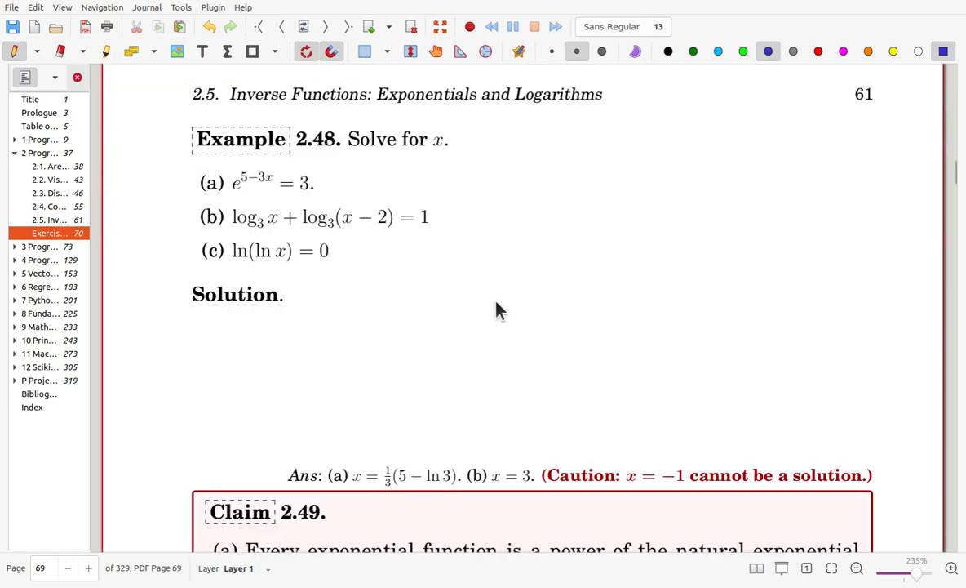Now let's solve these equations. Okay, let's try to solve one of them, part B. From this one, by using the product rule, we can write this left-hand side as log base 3 of x and x minus 2, which is the same as 1.